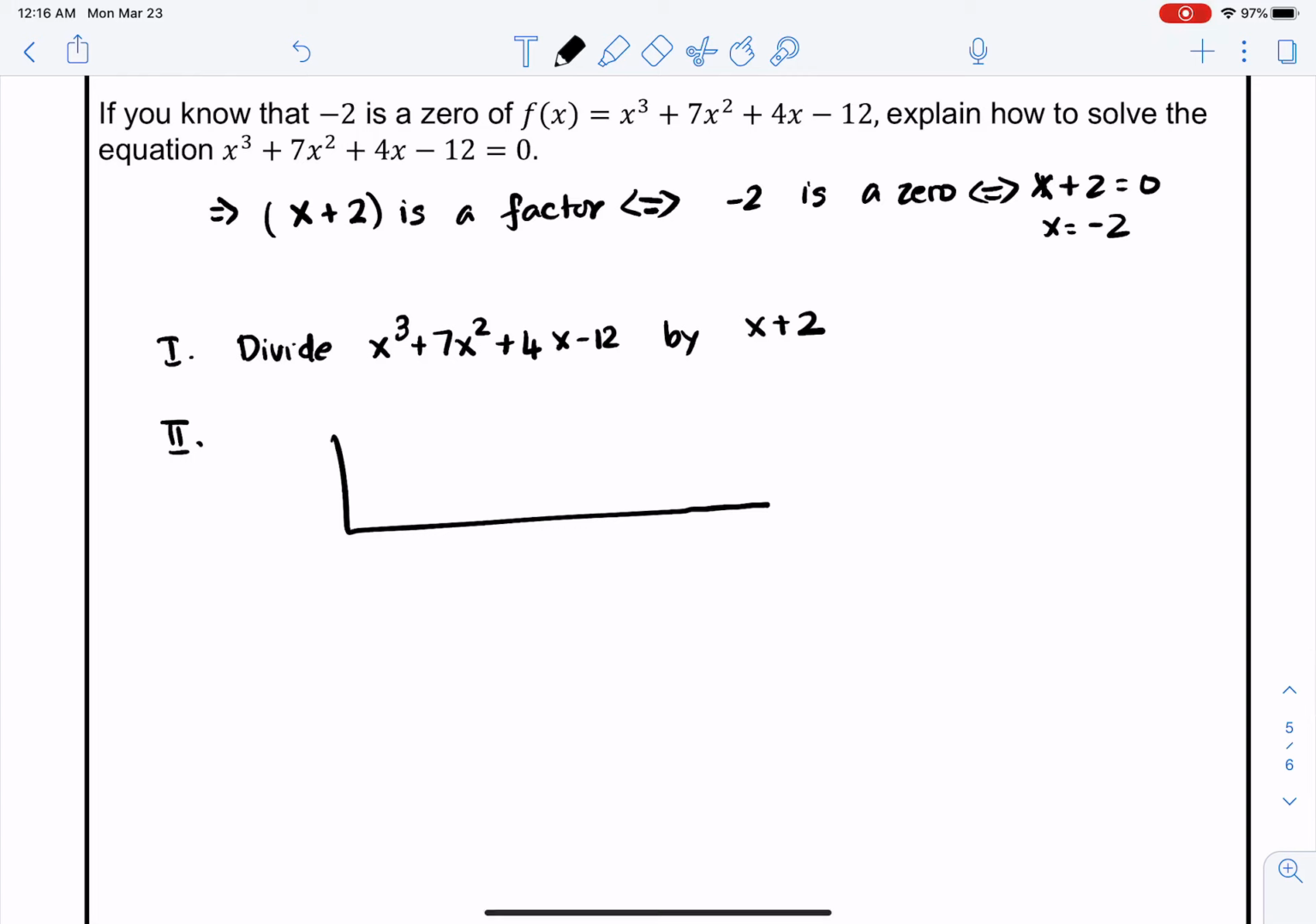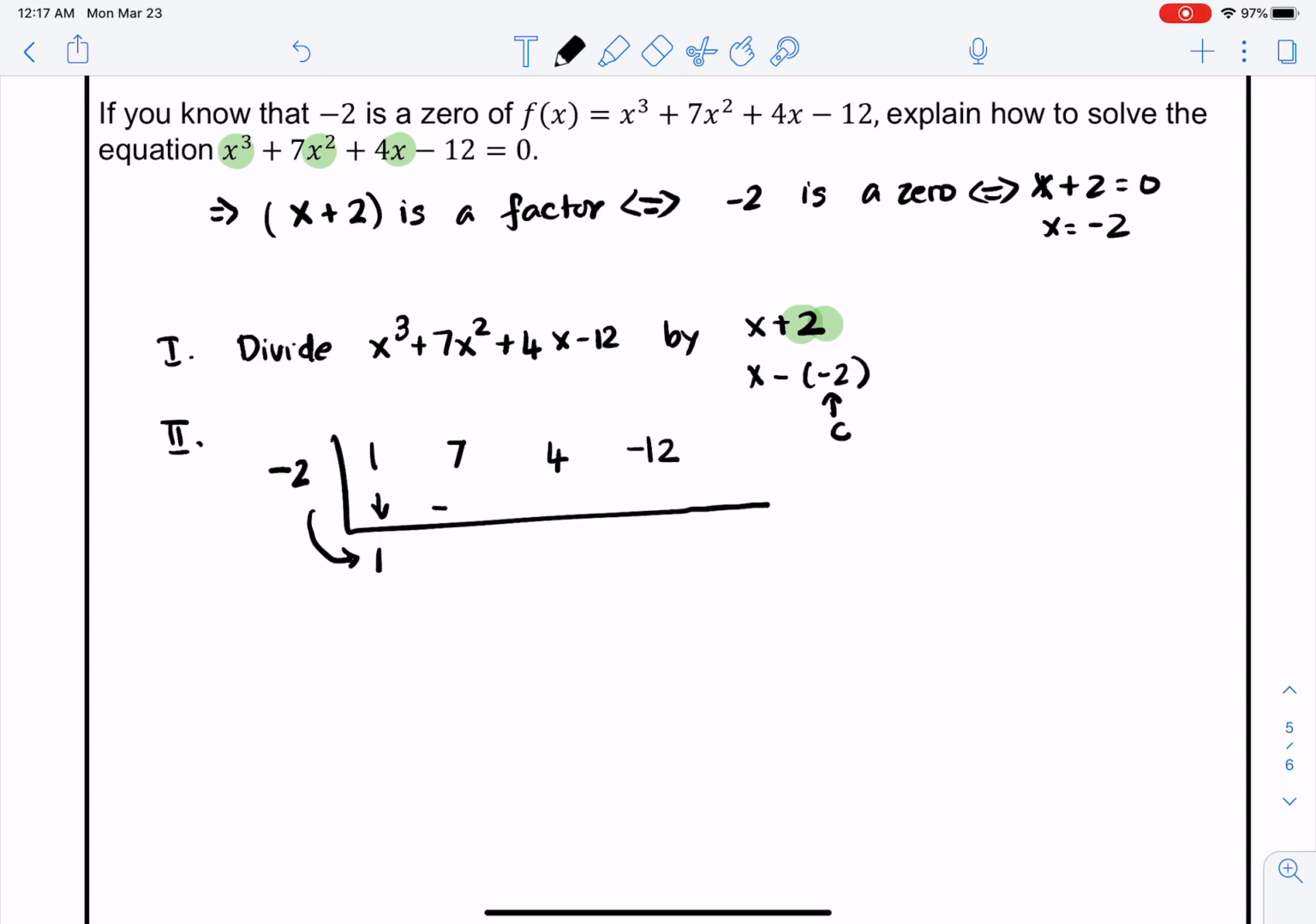So the coefficient of x cubed is 1. The coefficient of x squared is 7. The coefficient of x is 4. And the last term is simply negative 12. And we have to divide it by x plus 2, but keep in mind synthetic division works only for a factor of the form x minus c, so we write that x plus 2 as x minus of minus 2. So that would be c. So negative 2, bring the 1 down.